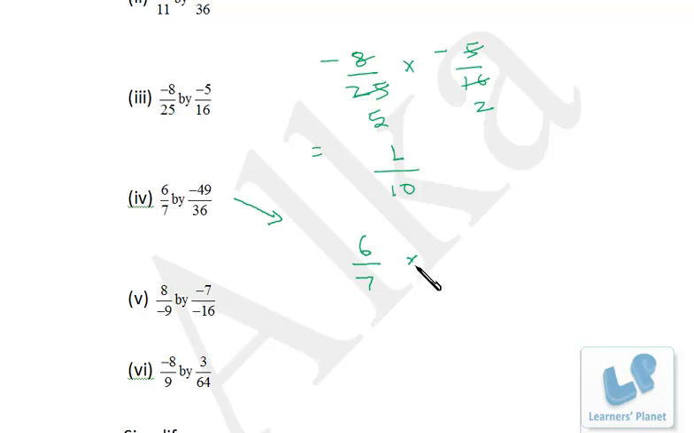Yeah, we have this problem now. 6 by 7 into minus 49 by 36. Now 49 divided by 7 is 7, and 36 divided by 6 is 6 only. So we are just having a single minus sign over here, so that we have to retain. So it's minus 7 by 6. Okay.